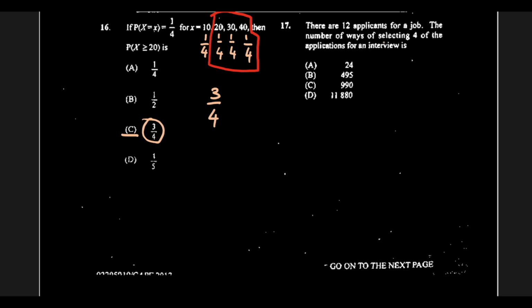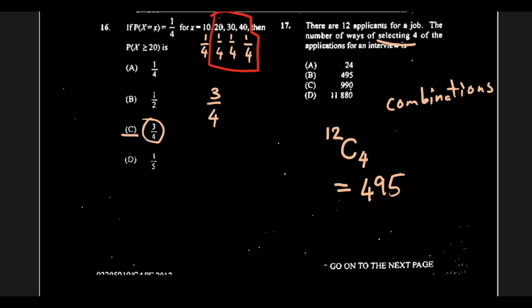Now they say there are 12 applicants for a job. The number of ways of selecting 4. When we're talking about selection, the topic we are looking at is combinations. If we were saying arrangements, we would have been looking at permutations. Now this question is saying the number of ways of selecting. So we have 12 overall people, and we are selecting 4 of them. So we would have to put 12C4 into the calculator. Once you put 12C4 in the calculator, you should get 495. So our answer in this case is 495.